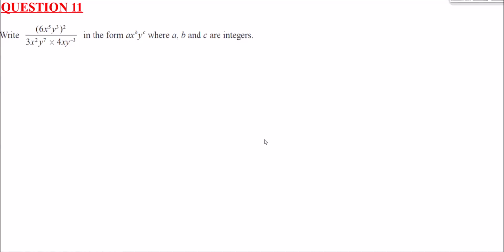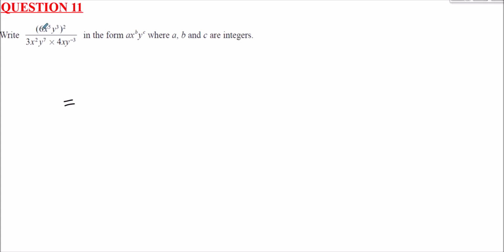Question 11, we need to write this very awkward looking fraction in the form ax to the power b, y to the power c, where a, b and c are all integers. The best way to do this is piece by piece. So if you concentrate on the top of a fraction first, the numerator, you can see here it's all being squared. This means every single element inside is being multiplied by itself.